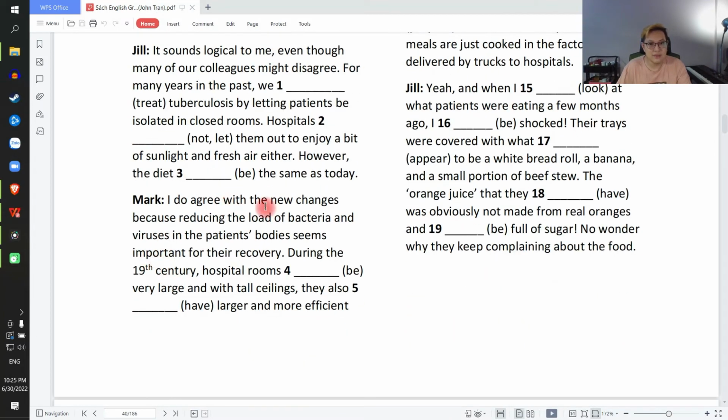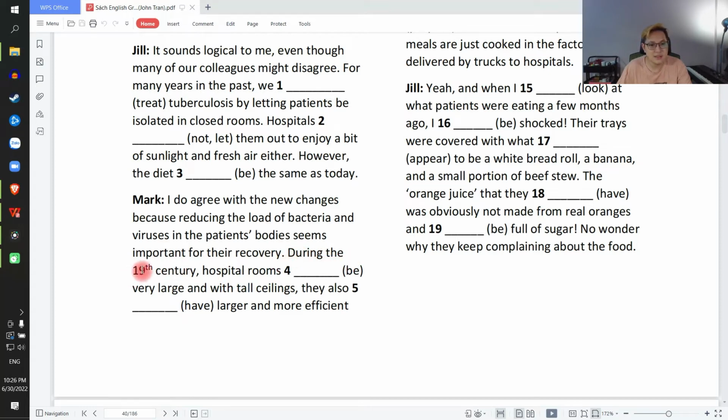I do agree with the new changes because reducing the load of bacteria and viruses in the patient's bodies seems important for their recovery. Tôi có đồng tình với những sự thay đổi mới bởi vì cái chuyện mà giảm thiểu cái lượng vi khuẩn và virus ở trong những cái cơ thể của bệnh nhân dường như là quan trọng cho cái sự mà bình phục của họ.